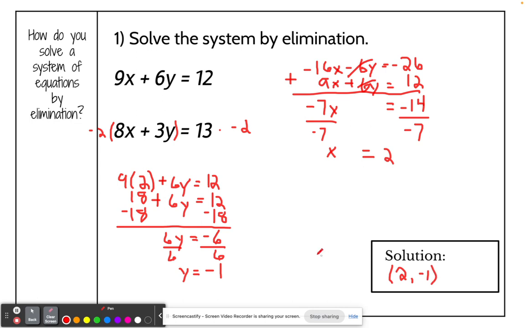Now I often go back and do just a quick mental check on each of these. If x is 2, this would be 16. 8 times 2 is 16. 3 times -1 would be -3. Does 16 minus 3 equal 13? Yes, it does. And I know it works for this equation because that's one I used.